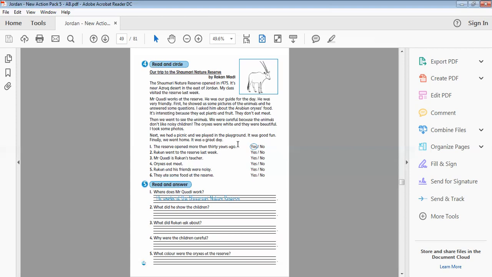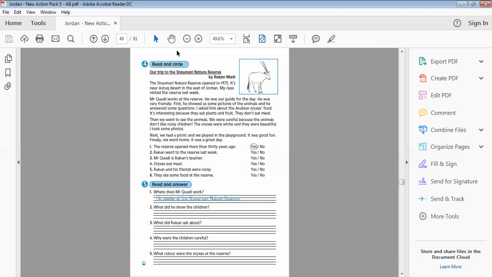This paragraph talks about the Shomari Nature Reserve and the Arabian Oryx. The Shomari Nature Reserve opened in 1975. It's near Azraq Desert. Azraq Desert means Sahara in the east of Jordan. My class visited the reserve last week.